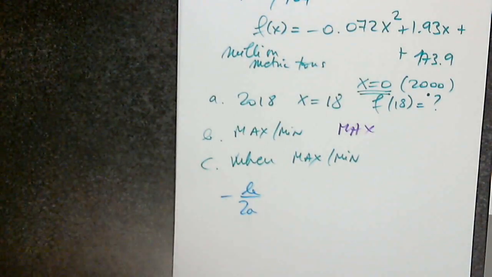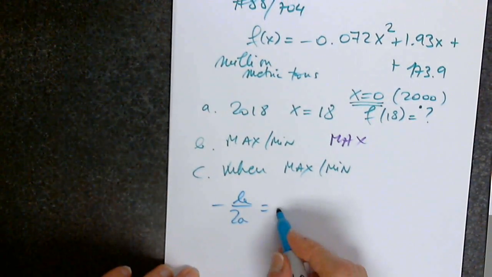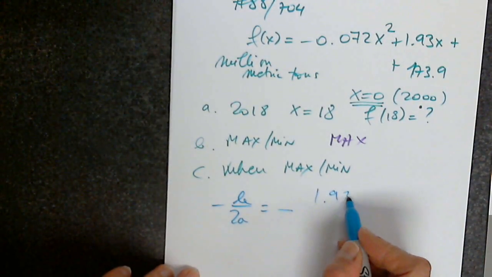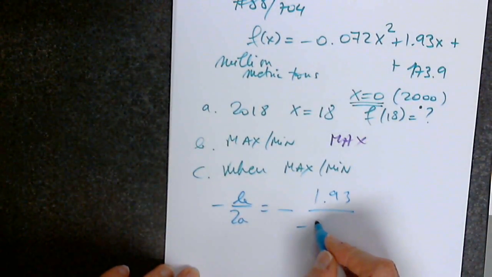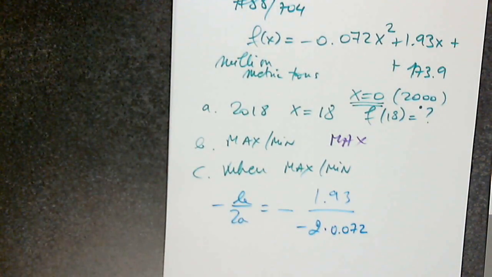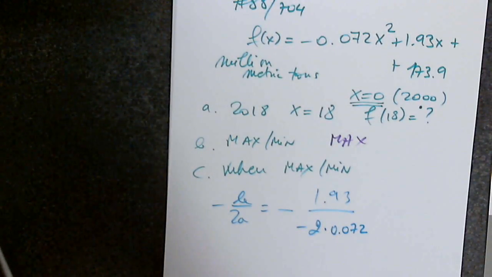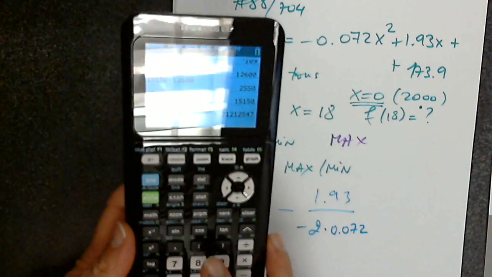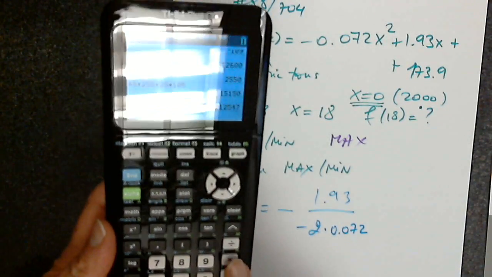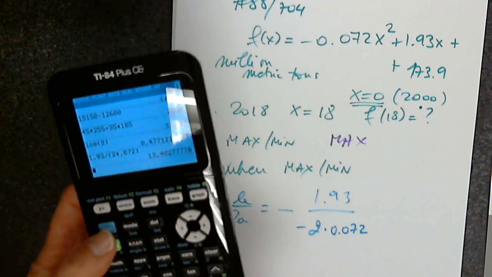Exactly, the quadratic formula. If you remember the quadratic formula, you will always be able to remember the x coordinate of the vertex. Negative b is 1.93 over 2 times a. Negative 2 multiplied by 0.072. So disregard the negatives because we have two negatives. So then I have 1.93 divided by, in parentheses, the denominator, 2 multiplied by 0.072, and I get 13.4.